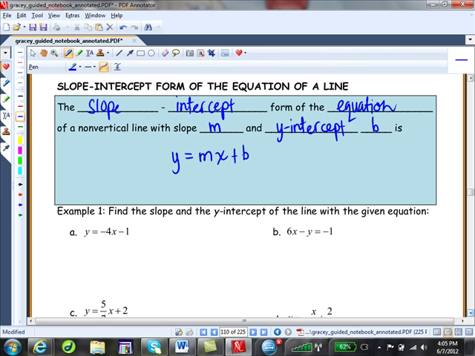So here we go. We have b is the y coordinate of the y-intercept. So 0, b is the intercept. m is the slope. So whatever number is being multiplied to x is our slope. Right?